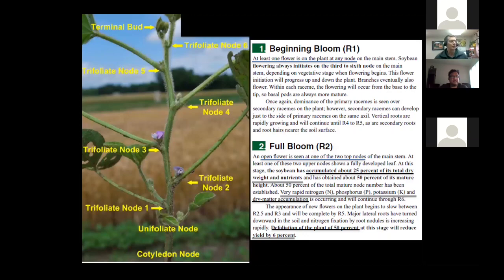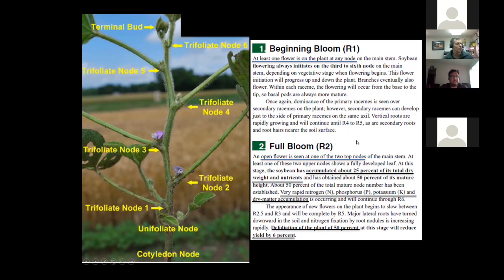So we'll go through the stages. Beginning bloom is R1. We already mentioned this. Of course, this is triggered by shorter days, which happens after our summer begins. And so day length shortens, and that triggers the plants to produce a blossom. And these blossoms would typically occur in the middle part of the main stem. So anytime you see a blossom open, that would be R1. And we'd expect that from July 4th to July 15th, typically.